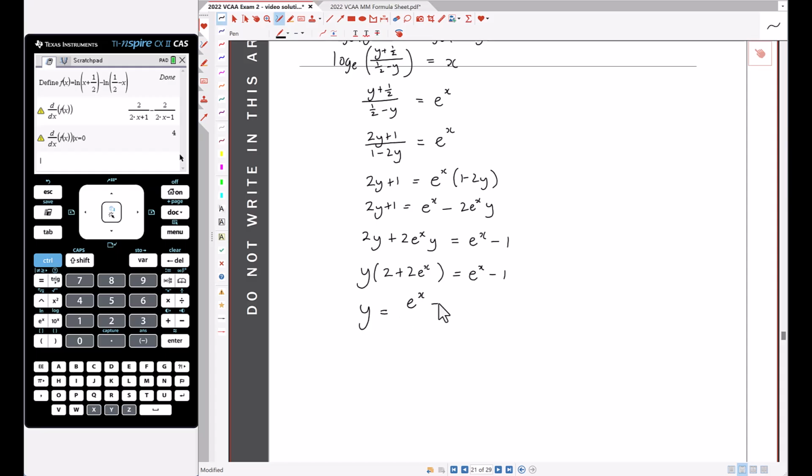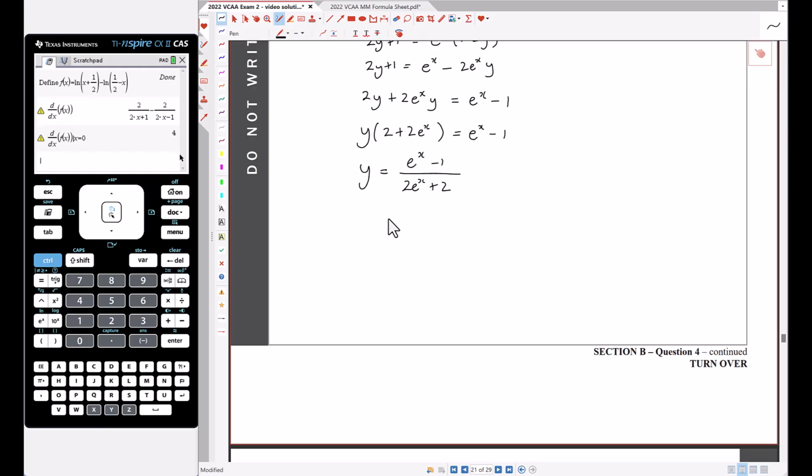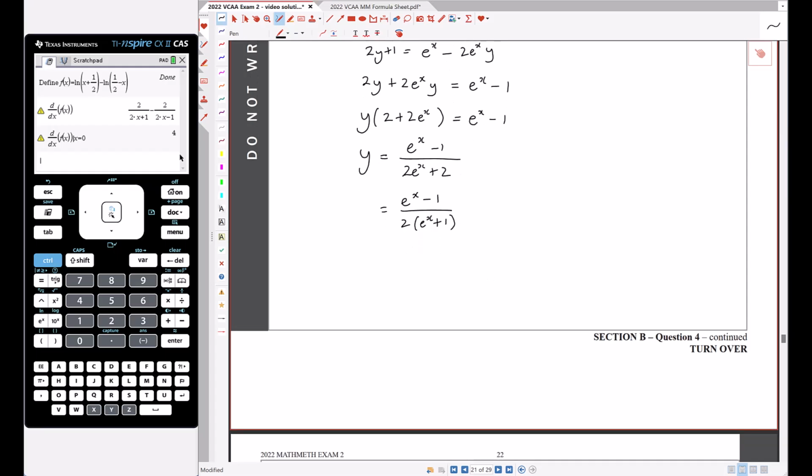So we've got e to the x minus 1 over, I might write that as 2e to the x plus 2. Or you might choose to write it as e to the x minus 1 over 2 times e to the x plus 1. Or whatever. Okay, so now we need to answer our question. Inverse of f is whichever one of these you prefer. E to the x minus 1 over 2 times e to the x plus 1.